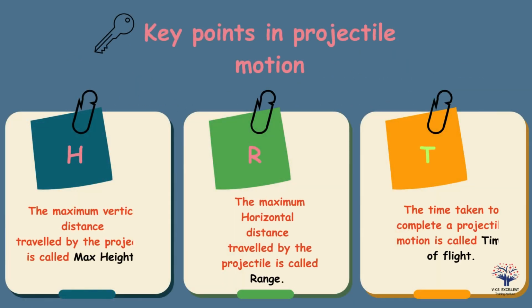Key points in projectile motion. Maximum height: the maximum vertical distance traveled by the projectile is called maximum height. Range: the maximum horizontal distance traveled by the projectile is called range. Time of flight: the time taken to complete a projectile motion is called time of flight.